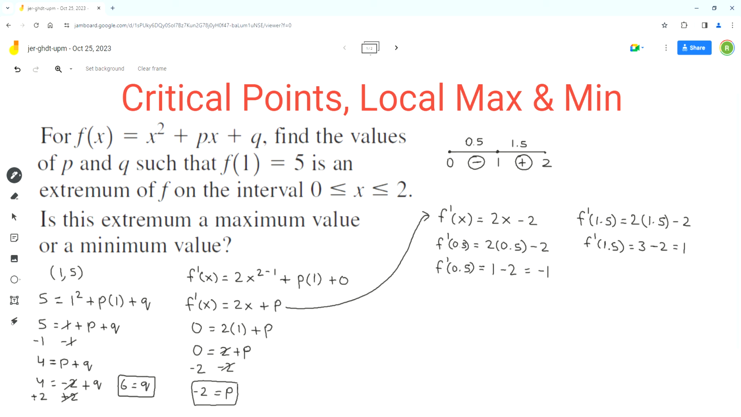So now we can use these results to find whether the extremum is a maximum or minimum value. Now as we go from left to right, the function changes from decreasing to increasing. So that means that x equals 1 represents a minimum value. So now we can write, so the extremum is a minimum value. So we are writing our conclusion.